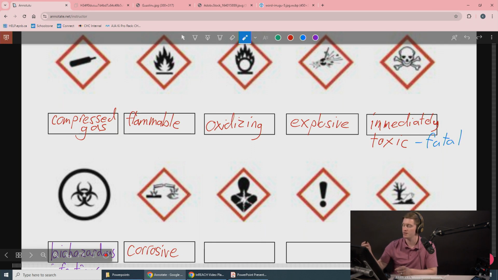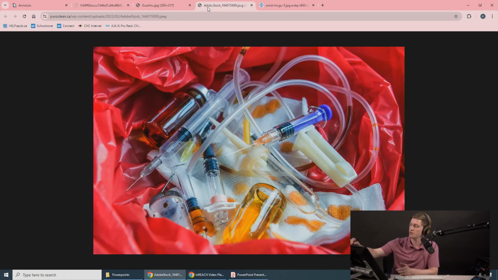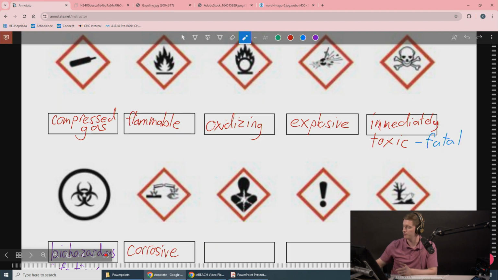I know it's not the best quality picture right there. But often we think of corrosive as like, the hand goes into acid and it melts away the skin, very grotesque. But corrosive can also refer to substances that will eat away at important infrastructure. So this is a pipe that has been corroded. Materials that would speed up that corrosion would be in this category as well.